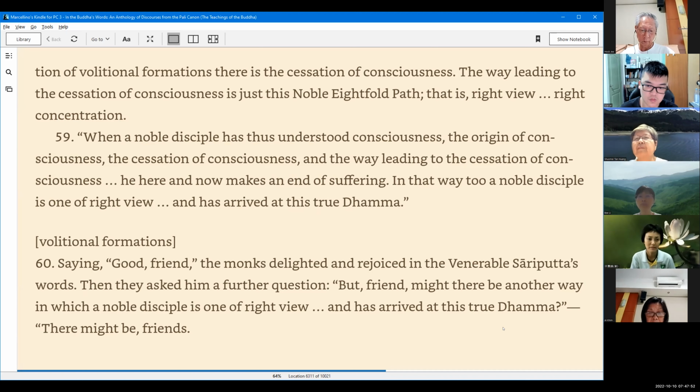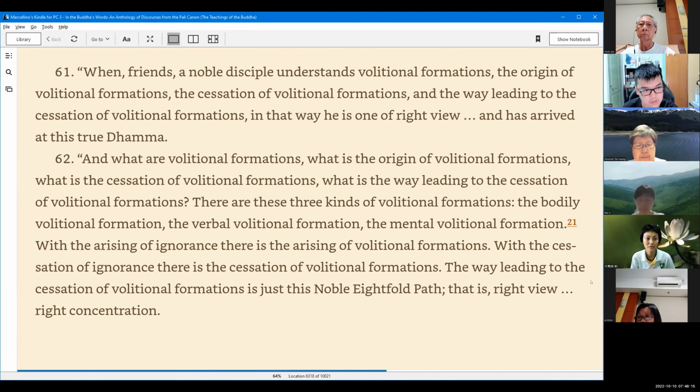Volitional formations. Saying, "Good friend," the monks delighted and rejoiced in the Venerable Sariputta's words. Then they asked him a further question. "But friend, might there be another way in which a noble disciple is one of right view and has arrived at this true Dharma?" "There might be, friends. When, friends, a noble disciple understands volitional formations, the origin of volitional formations, the cessation of volitional formations, and the way leading to the cessation of volitional formations, in that way he is one of right view and has arrived at this true Dharma."